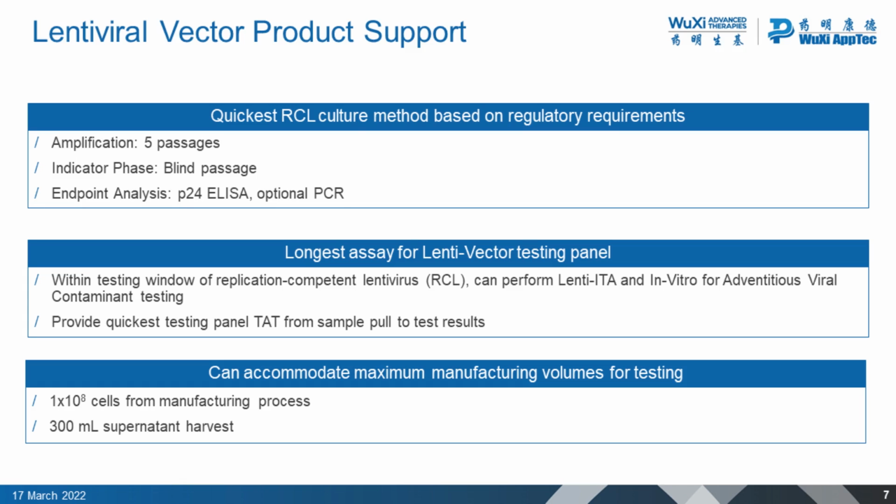The longest assay for that panel of release testing for regulatory requirements is the replication competent lentivirus testing, the RCL culture method. And the reason that it's so long is because there are specific requirements stated in the FDA guidance where there needs to be an amplification phase of 5 passages and an indicator phase, which is a blind passage of the material amplified over those 5 passages onto a new set of cells, followed by a molecular endpoint. Our endpoint is a P24 ELISA, and we do offer an optional PCR targeting VSV glycoprotein.